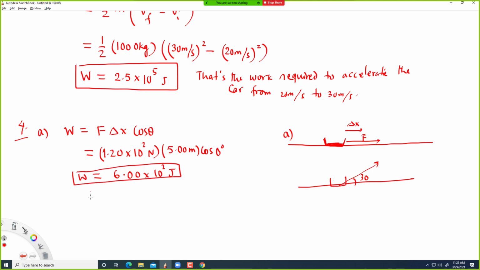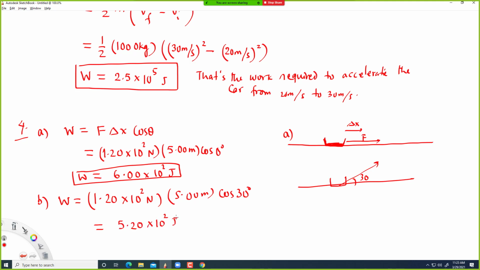Now, if you pull it at an angle, then you will have cosine 30 degrees instead of cosine 0 degrees. So do the calculation. That will give you 5.20 times 10 to 2 joules. Okay. So you see here that you do more work when you pull it horizontally. And when you pull it at an angle, you do less work.